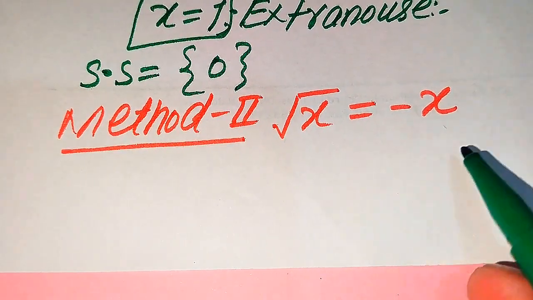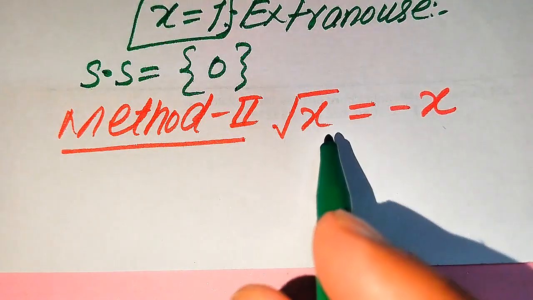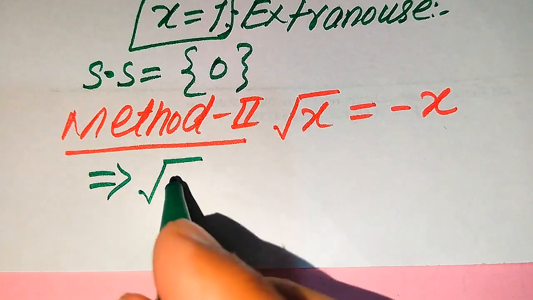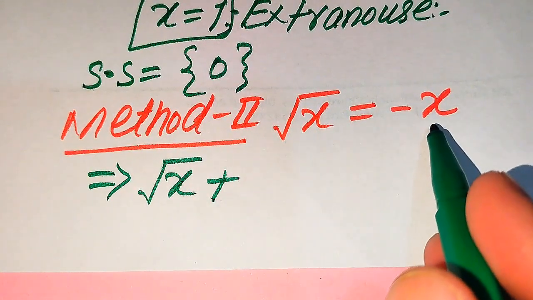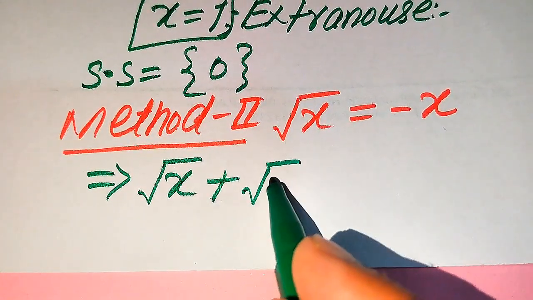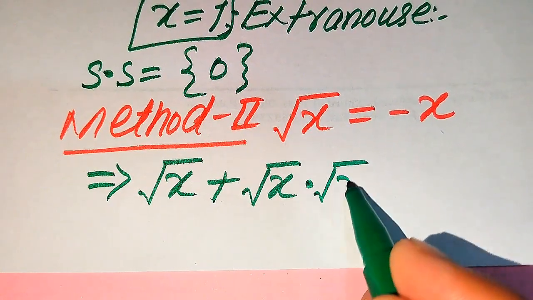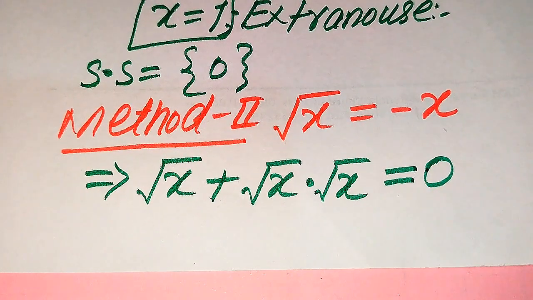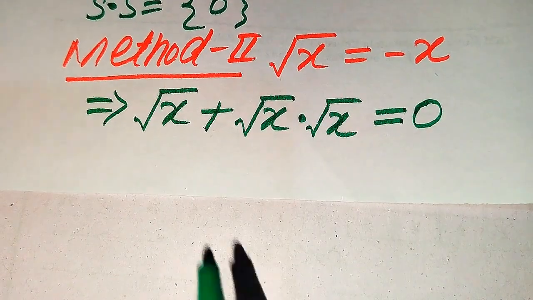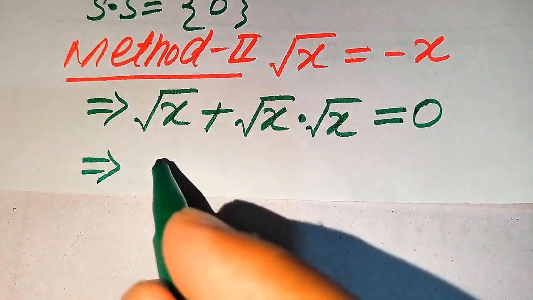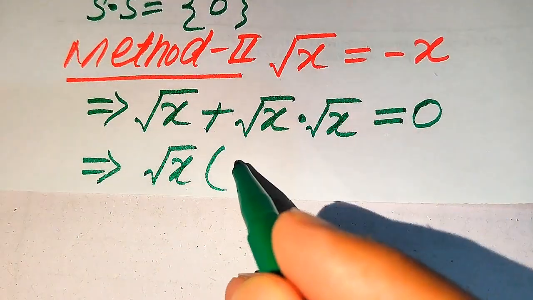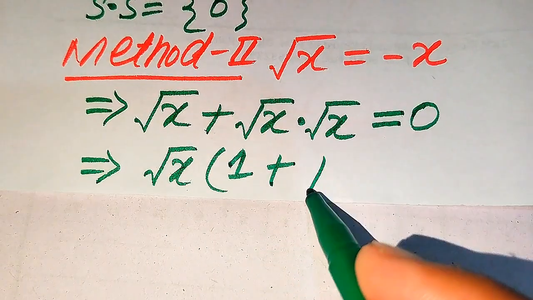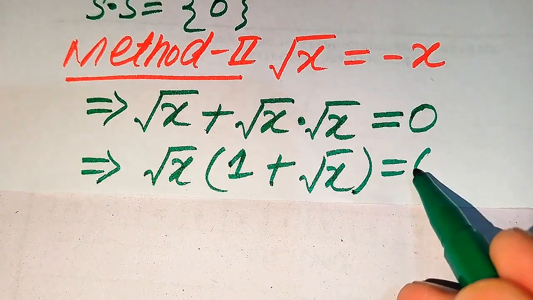Okay, so in this method, we just move this minus x to the left hand side, and it will be written as square root of x plus x, and we write this x as square root of x into square root of x, and in the right hand side we will get a 0. And further in the next step, you see both of these terms involve square root of x. So when we take square root of x common, from here we get 1, and from here we get square root of x is equal to 0.